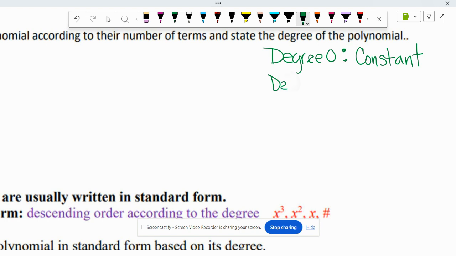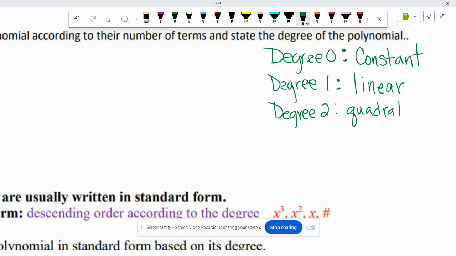If something is degree 1, like the 14x in our examples from the previous page, we call that linear. If something is degree 2, we call it a quadratic. If something is degree 3, we call it a cubic. If something is degree 4, we call that a quartic.